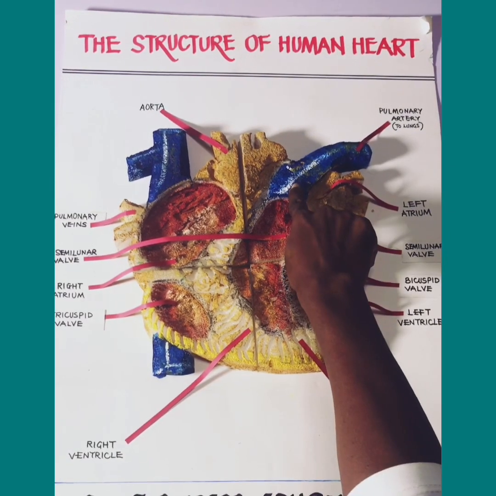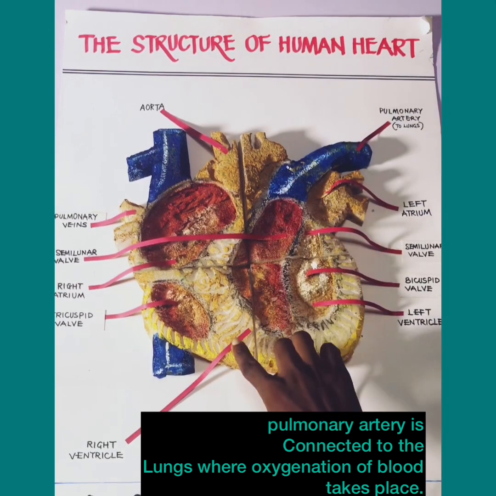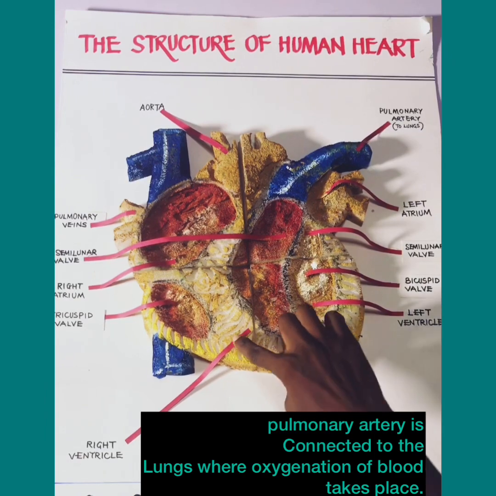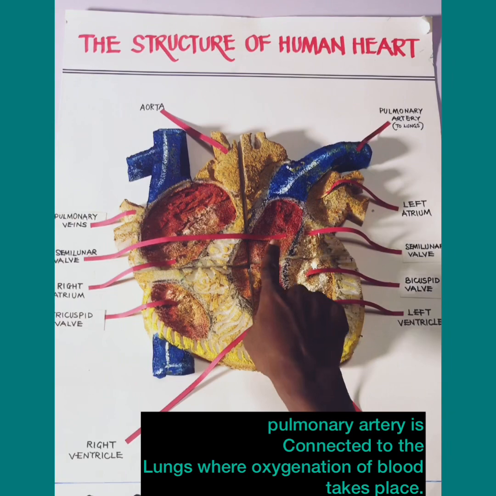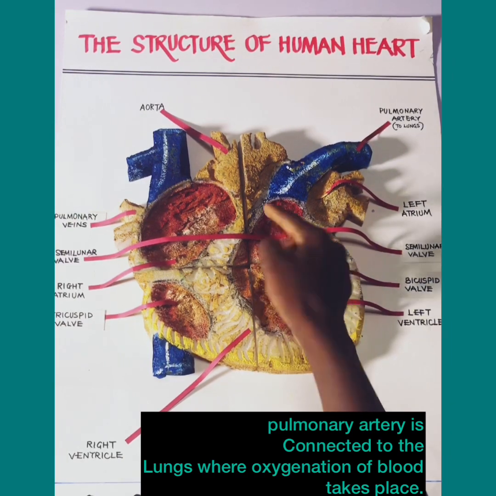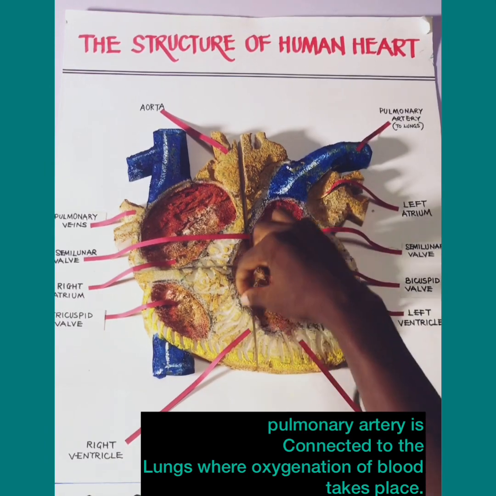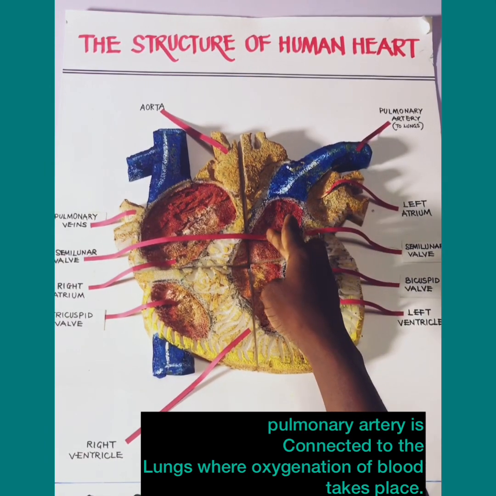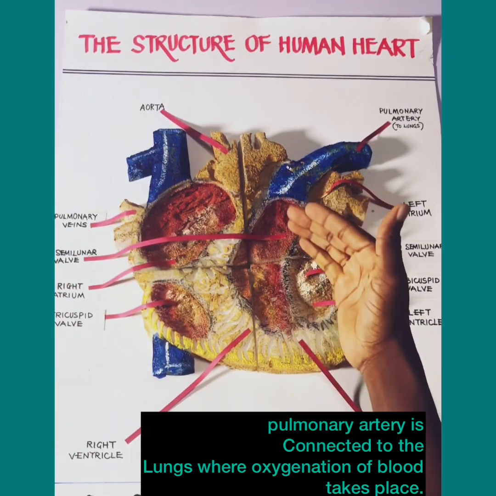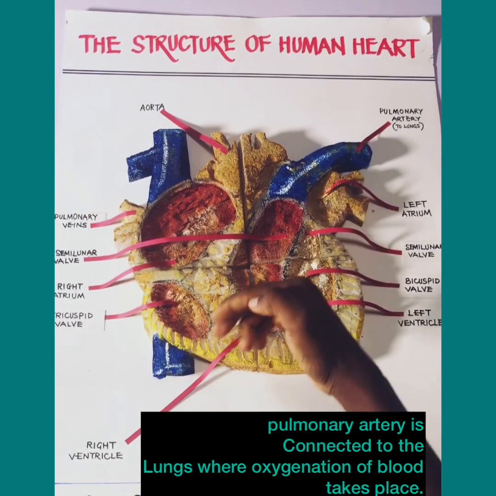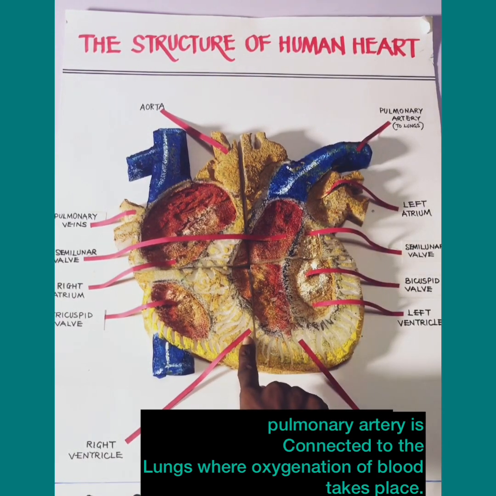This pulmonary artery, as you can see, is connected to the lungs. But before the blood gets there, there is a valve present in between this pulmonary artery and this right ventricle. That valve is known as the Semilunar Valve. So this Semilunar Valve prevents the backflow of blood from this pulmonary artery into the right ventricle.